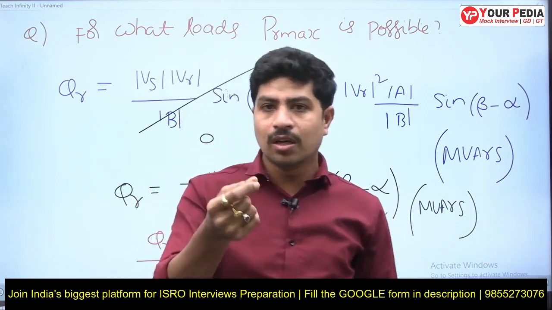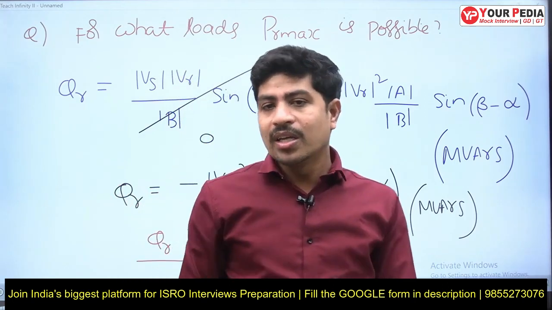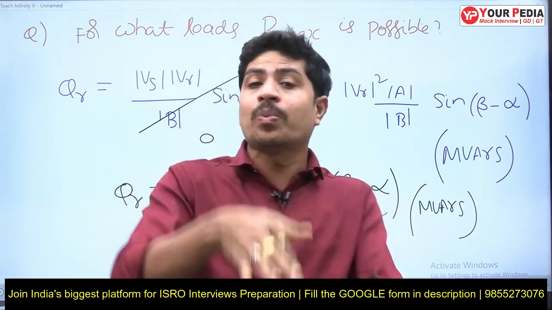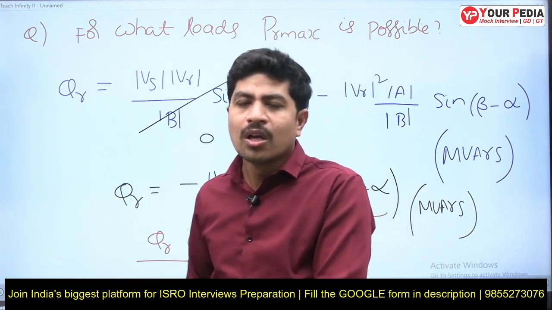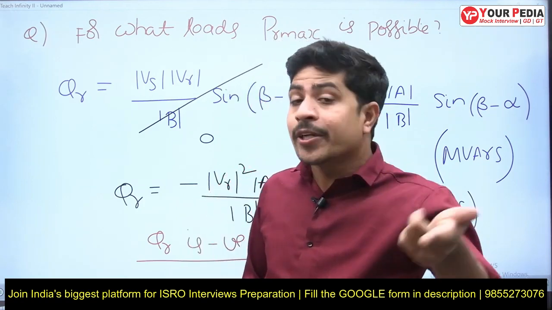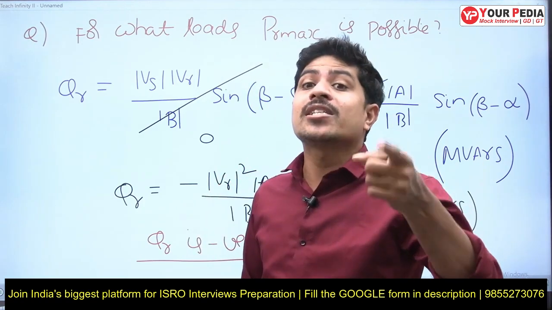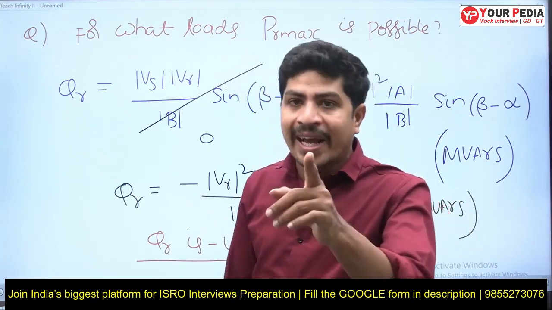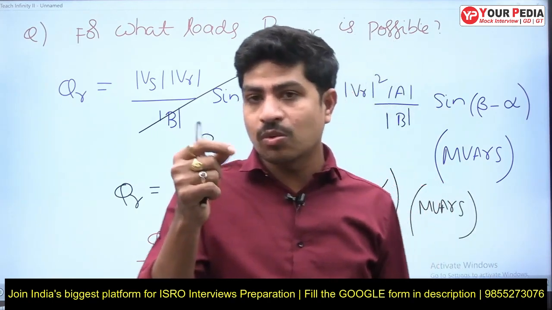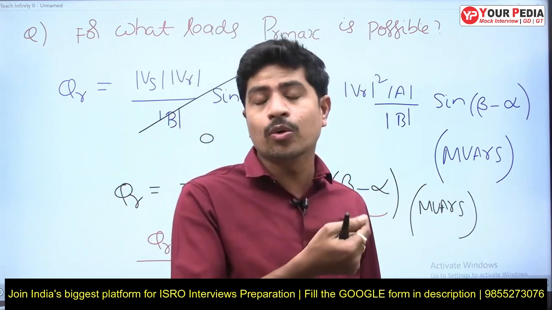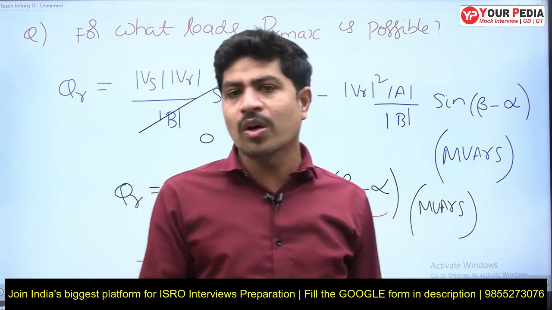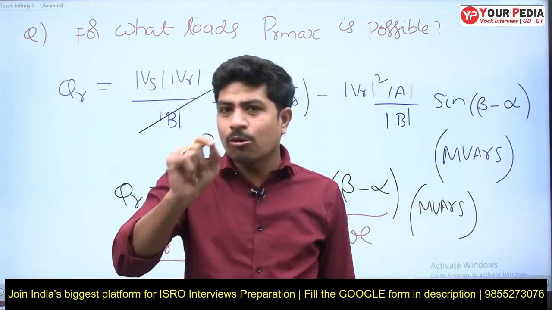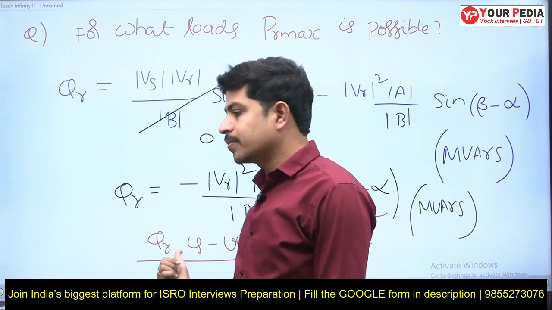Sorry, I told a wrong word. QR is the receiving end reactive power, not real power. Q means reactive power. QR is the receiving end reactive power during maximum receiving end real power. Now QR is negative or positive? Negative. Which type of loads are going to have negative reactive power? Negative means it is supplying rather than absorbing. If delta equals beta, definitely it has to be.